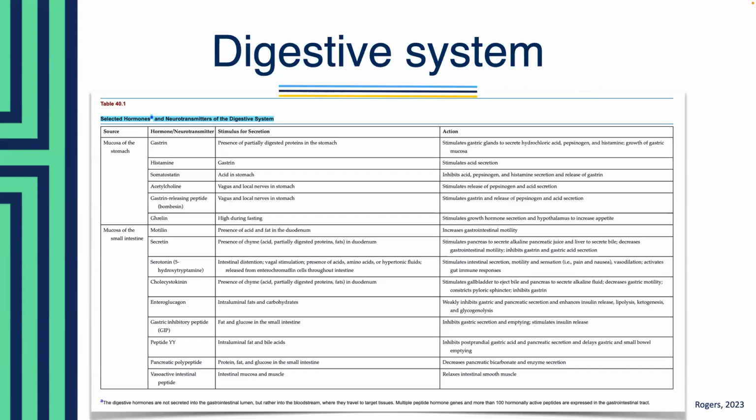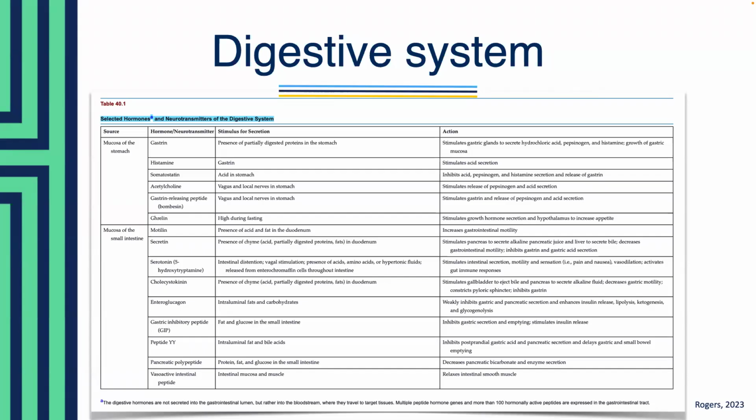and they refer to some of the tables, figures, and charts as well. Now, for this example, we are using Table 40.1, and it goes over the selected hormones and neurotransmitters of the digestive system. This is a great table to be familiar with. It looks at the specific hormone or neurotransmitter, looks at the source, so whether it's from the mucosa of the stomach or the mucosa of the small intestine, and then it goes over the stimulus for secretion and even the action. So again, it's a great table to be familiar with.